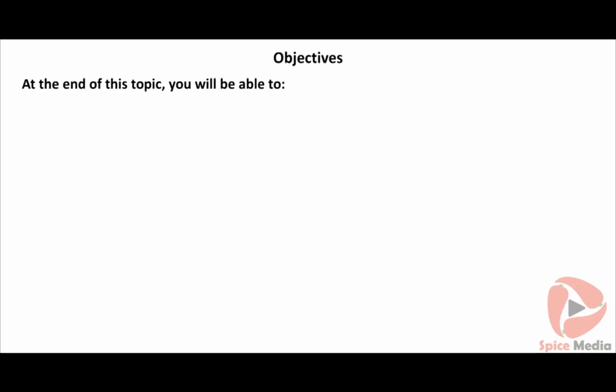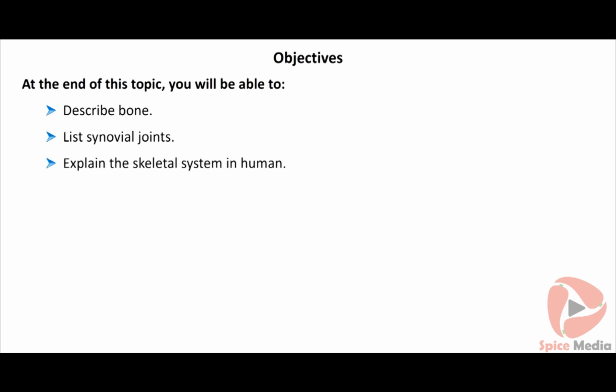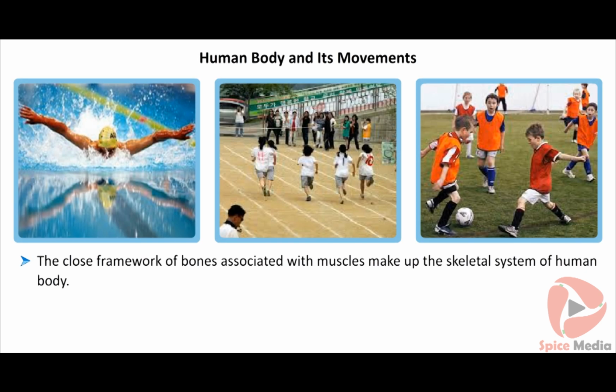At the end of this topic, you will be able to describe bone, list synovial joints, explain the skeletal system in human, and reason out the importance of the rib cage. The close framework of bones associated with muscles make up the skeletal system of the human body.